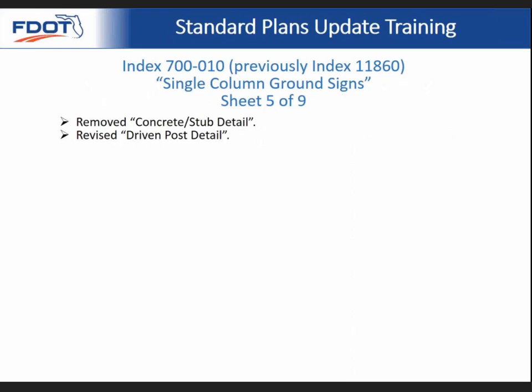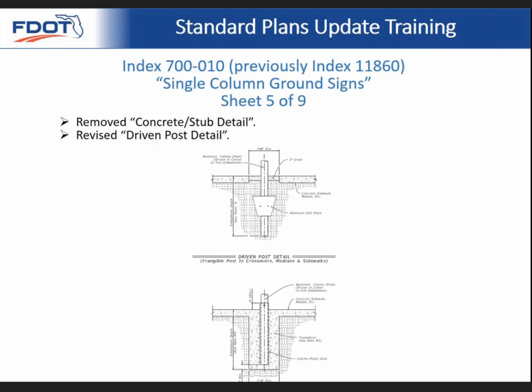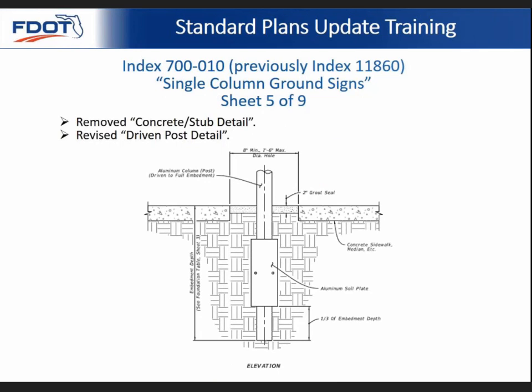700-010, previously Index 11860, single column ground signs. The concrete stub detail has been removed and the driven post detail has been revised. These are both on sheet 5 of 9. And this is showing the new driven post detail in the standard plan.